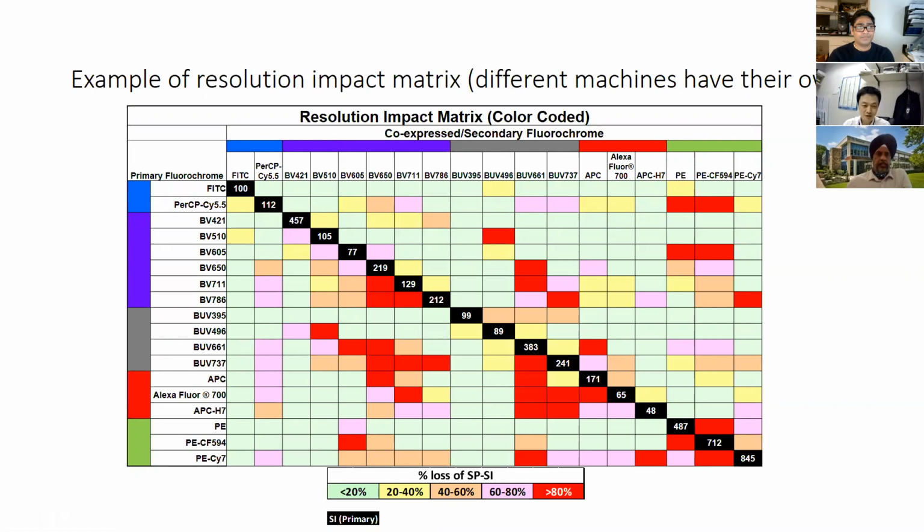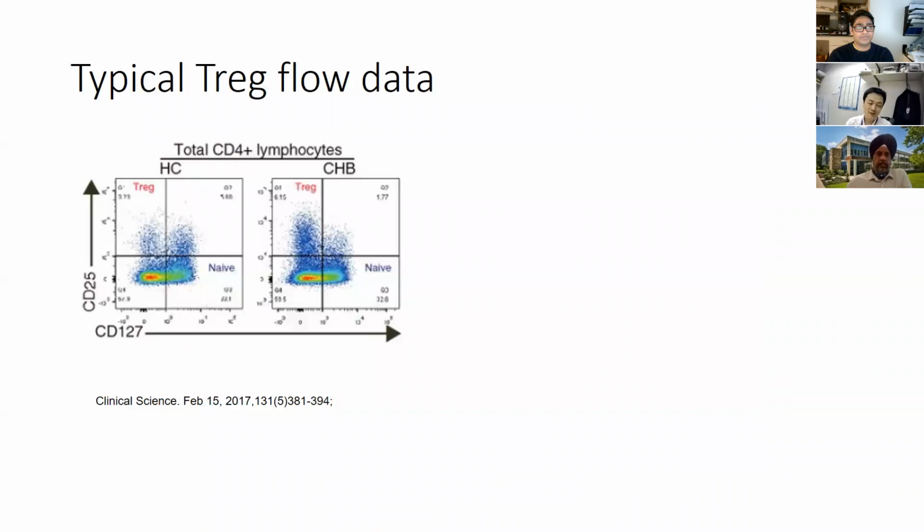So I just randomly checked the internet and found publications talking about Treg. Hopefully some of you are doing Treg work, so I can use this as an example to show you how we can optimize our experimental panel design. I just randomly picked public data from this paper, and we try to identify the Treg from the samples, which are CD25 positive and CD127 negative.